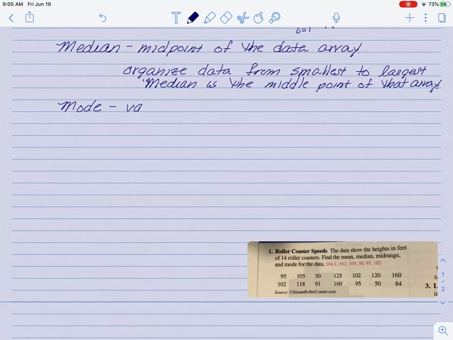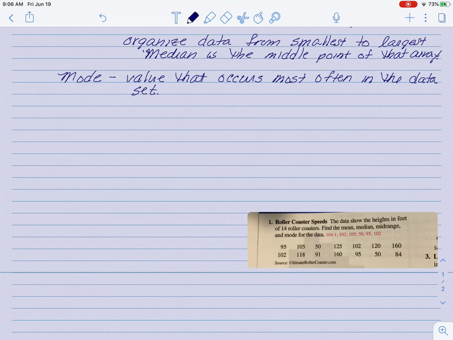Mode is the next central measurement. This is the value that occurs most often in the data set. Okay. And you can have one mode, two modes, multiple modes, or no modes. So you can have what's called a unimodal. That's just one value that occurs more often than any other.